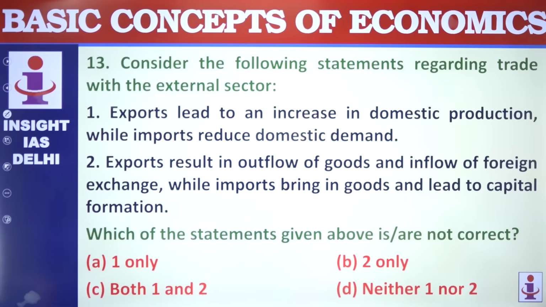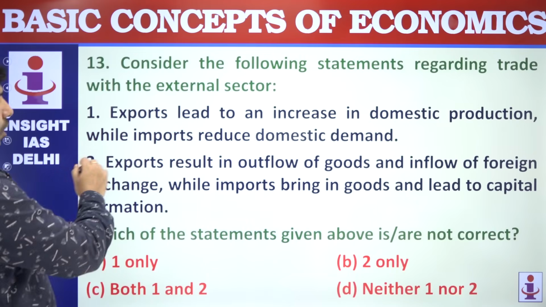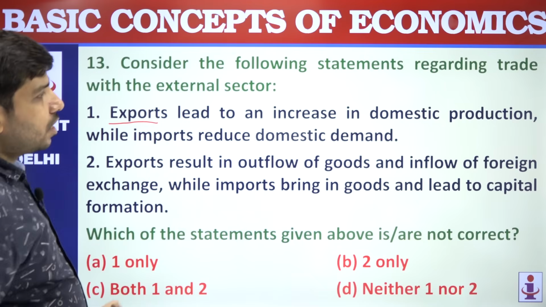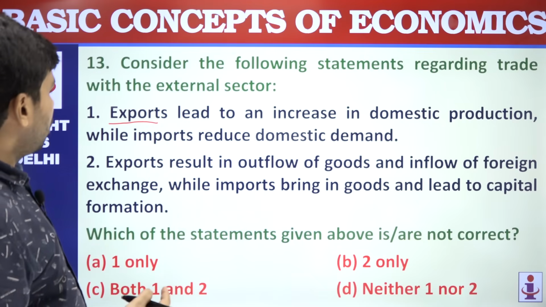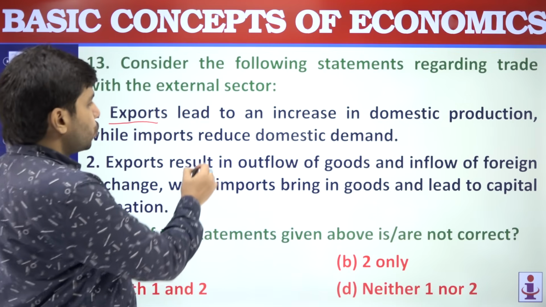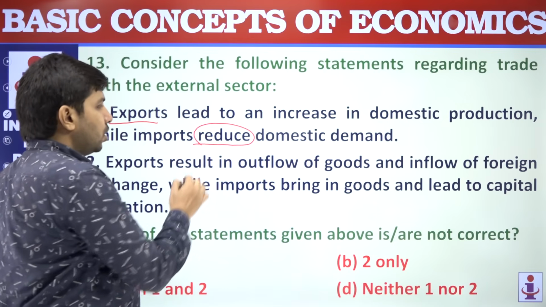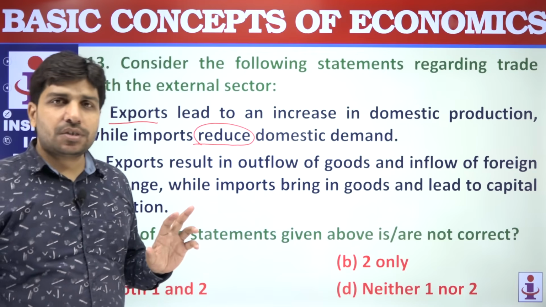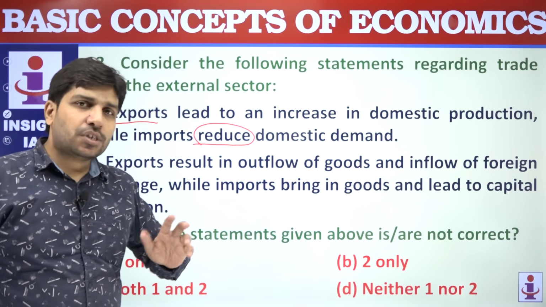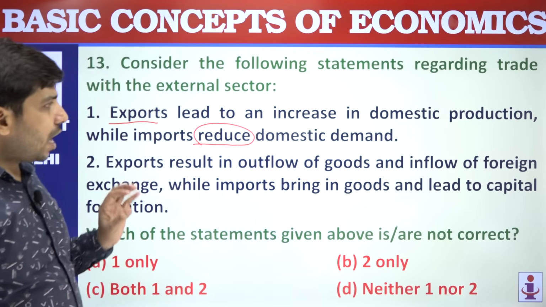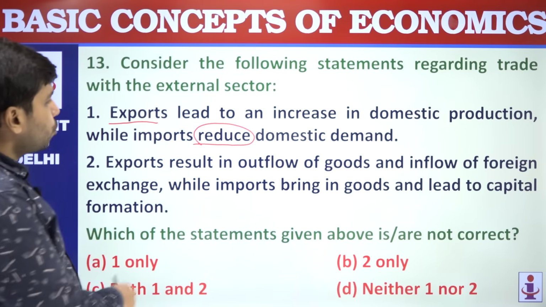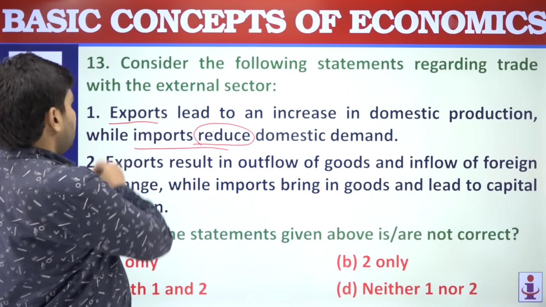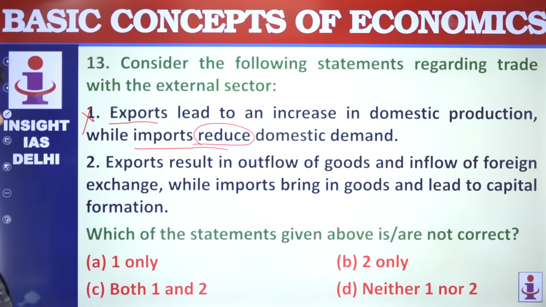Next question is about external sector. Exports lead to an increase in domestic production while imports reduce domestic demand. See, you will have to read the statements very carefully. Statements at first sight may appear correct, but you will have to be very careful. Imports do not always reduce domestic demand, so this statement is not correct.